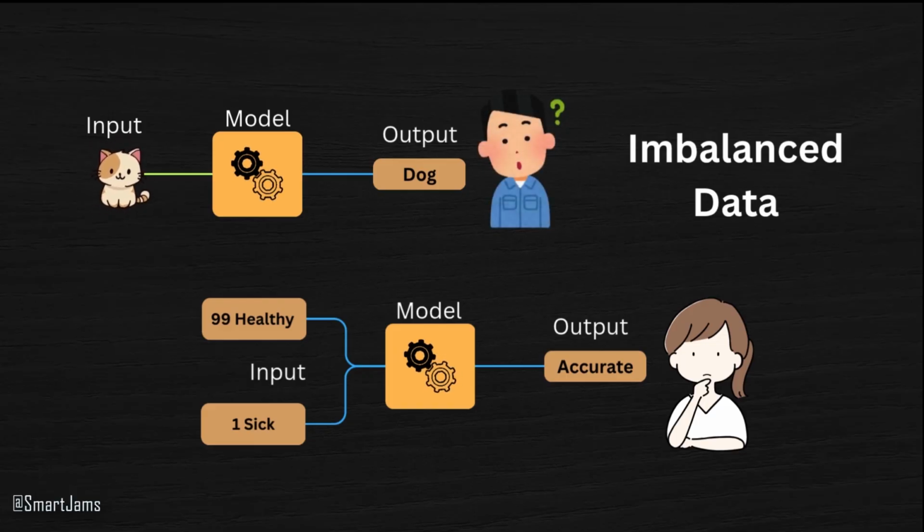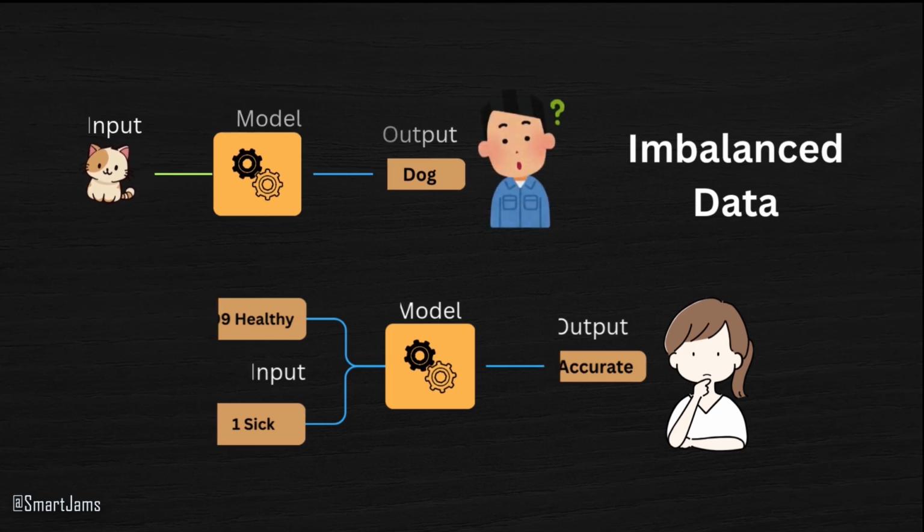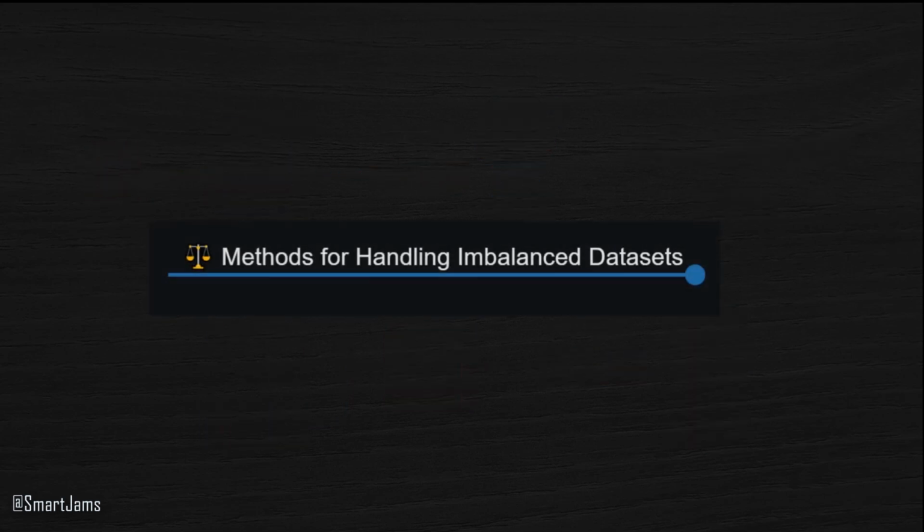In this guide, we'll explore practical techniques to help your models become smarter, more reliable, and more fair, even when the data is stacked against them. To do that, we'll break the solution into 5 essential strategies, each tackling imbalance from a different perspective. Let's talk about it one by one.